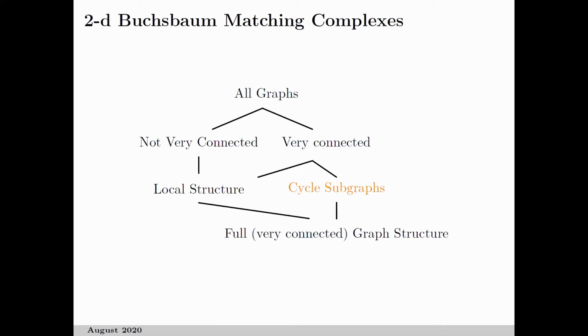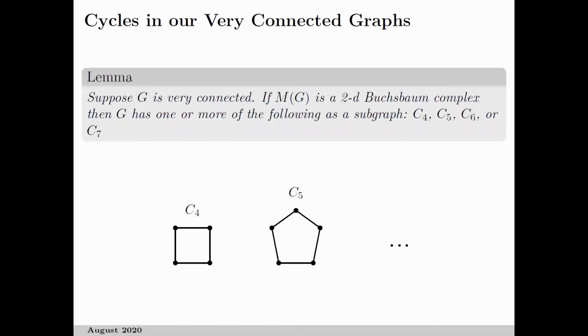For very connected graphs, we have a fairly restrictive condition. Using this, we broke up casework in an attempt to find not just what the n sub E's must look like, but what the whole graph must look like. The global structure for very connected graphs whose matching complexes are 2D Buchsbaum complexes. The lemma shown here led to how we tackled this. We have to have at least one of the listed cycles as a subgraph. At the bottom, we see what we mean when we say cycles.